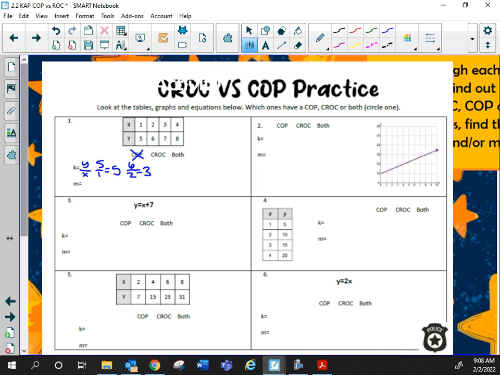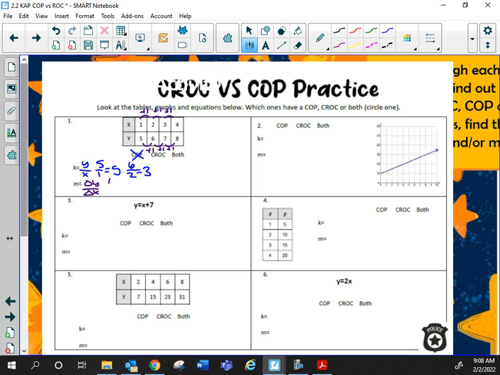Okay, the next one, CROC. How do I find the rate of change? M is equal to, very good, let me do the color, change in Y over the change in X. So let's find that. Again, this is where I'm going side to side. What is my change in Y each time? Plus 1. Do y'all agree? What's my change in X? Plus 1.